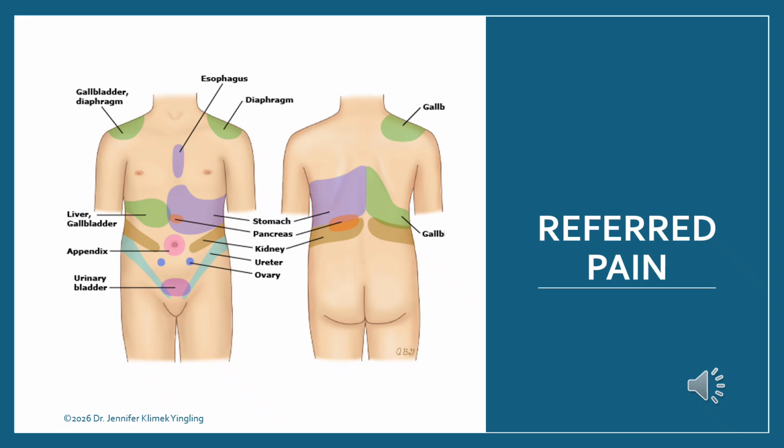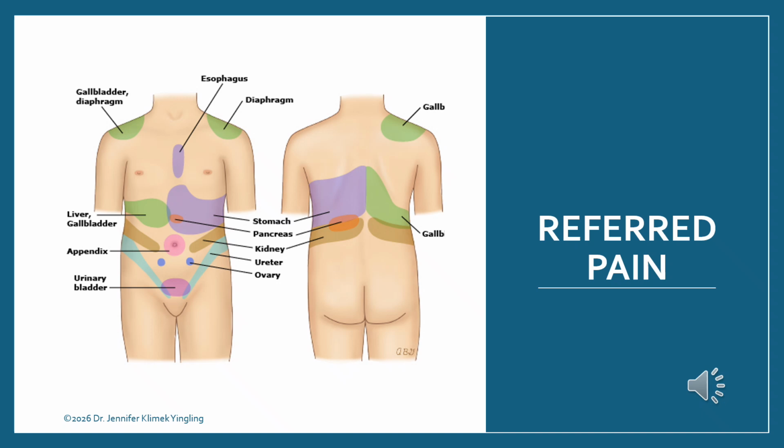Referred pain is pain that's felt in a location different from the source. Some examples: gallbladder issues may often have referred pain to the right shoulder and back. Cardiac issues, heart issues, angina, heart attack often have referred pain to the neck, jaw, arms, and sometimes in the epigastrium.